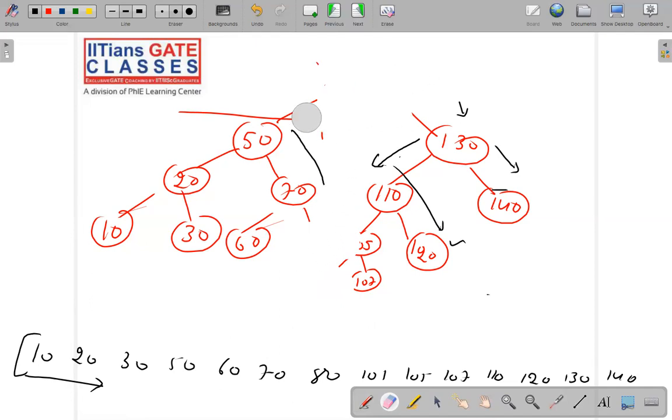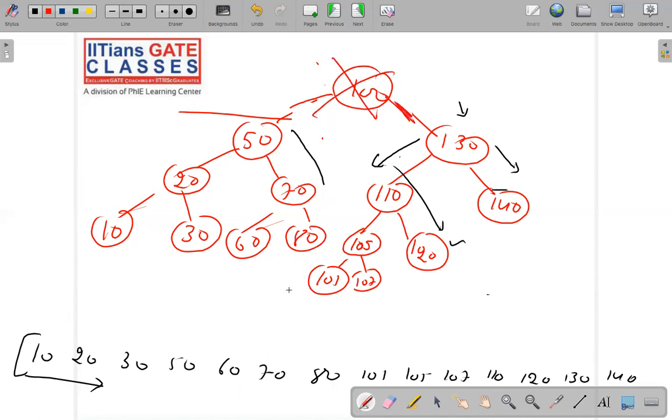First, let me try to restore the original tree. So original tree is 100 here, 80 here, 105 here, 101 here. Now we want to delete 100. Find out its successor, which is 101. So we delete 101 from here and replace it here.